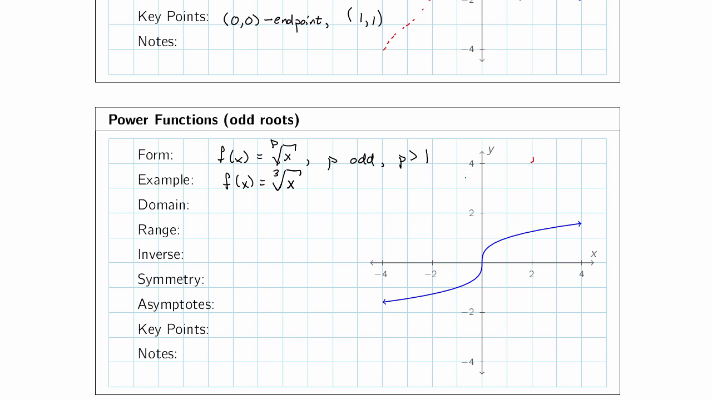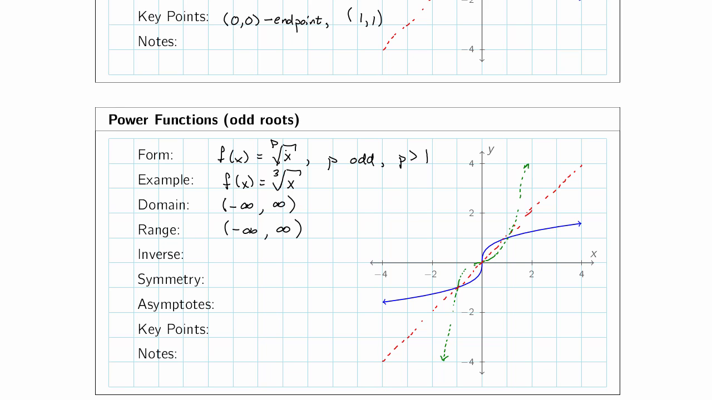And again, we can see that this is the graph of x to the 3rd reflected across the line y equals x, which is how we find the graph of an inverse. The domain of the pth root of x is just the range of x to the p, which when p is odd is all real numbers. The range of the pth root of x is just the domain of x to the p when p is odd, which is again all real numbers.